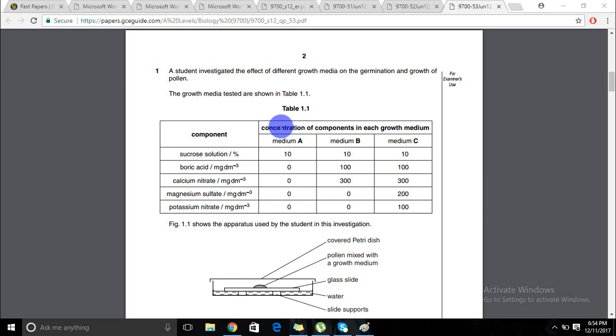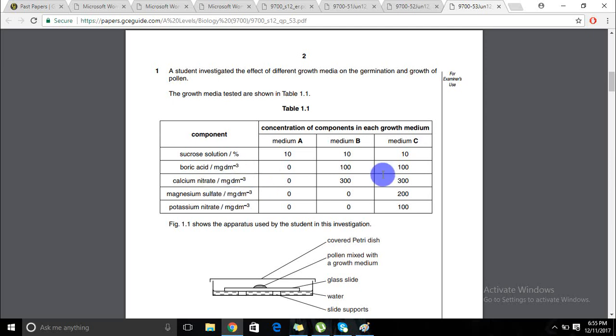So you can tell that medium A is just a solution of 10% sucrose, and then there's medium B, a 10% sucrose solution, and it also contains 100 milligrams per decimeter cube boric acid and 300 milligrams per decimeter cube calcium nitrate.